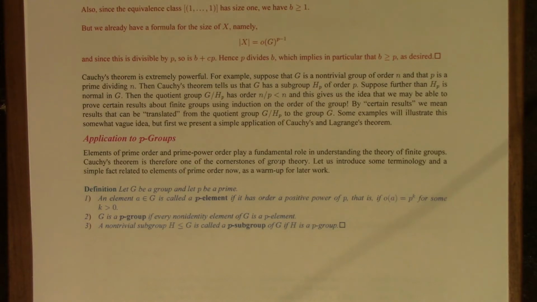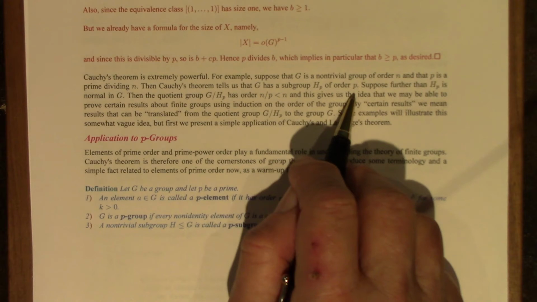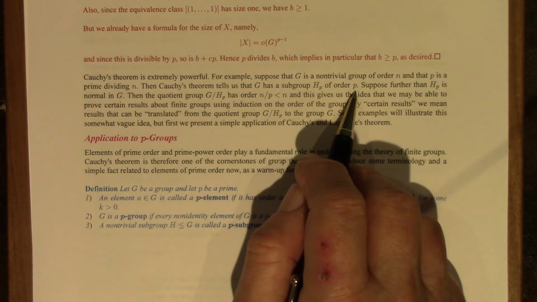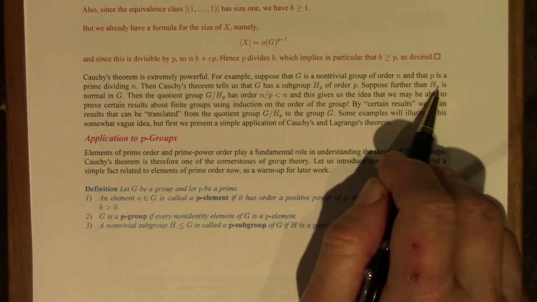Cauchy's theorem is extremely powerful. And let me give you just a vague idea now of one reason why that's true, and we'll go into more detail on it in a little bit. Suppose that we have a non-trivial group G of order n, and suppose that a prime P divides n. Then Cauchy's theorem tells us that G has a subgroup, which I'll call HP, of order P. Suppose further that this subgroup is normal in G.